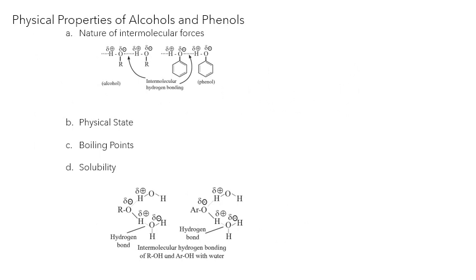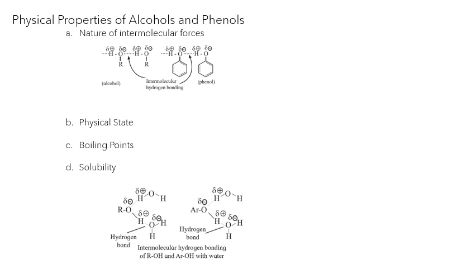Physical properties of alcohols and phenols. First one, nature of intermolecular forces. Alcohols and phenols are very polar molecules due to the presence of OH groups. The polar OH groups are held together by strong intermolecular forces, namely hydrogen bonding. Second one, physical state. Lower alcohols are colorless, toxic liquids having characteristic alcoholic odor. Pure phenol is a colorless, toxic, low melting solid having characteristic phenolic odor.